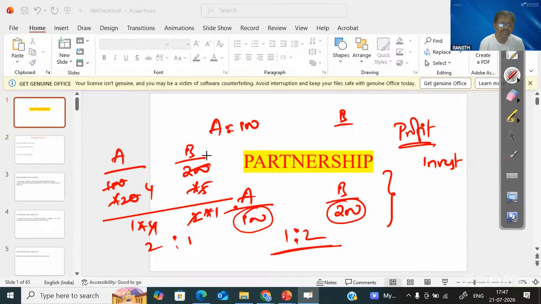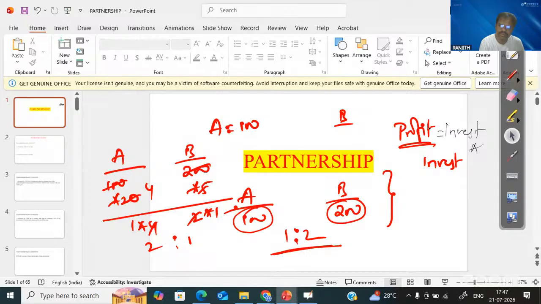So overall, A invested less amount, but the time period is more. B invested more amount, but the time period is less. So who is getting more profit? A is getting more profit when compared to B. So profit will be equal to investment into time period.